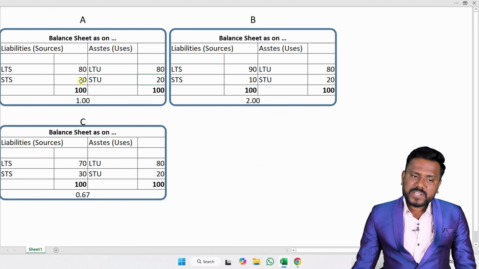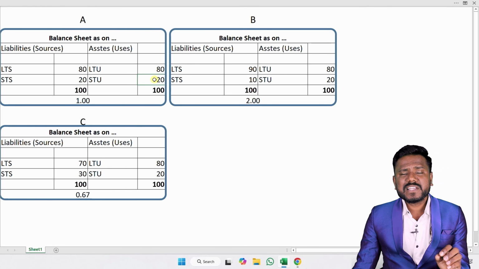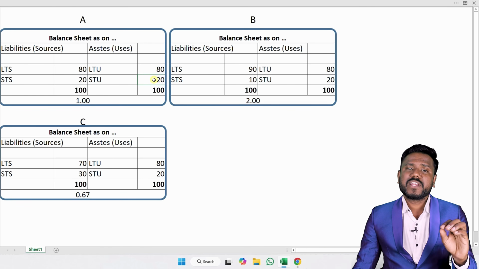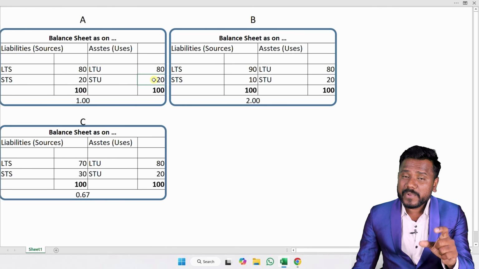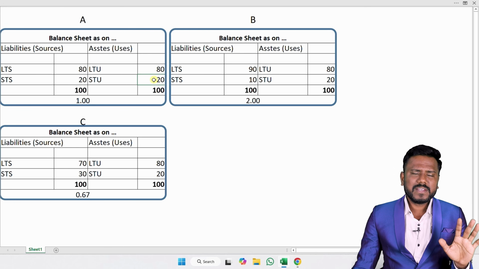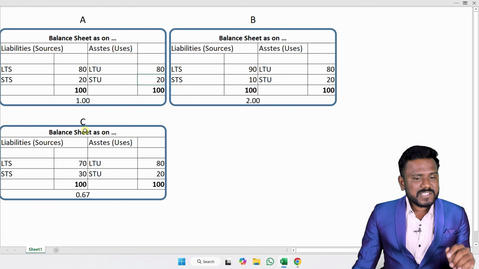To pay this 20 rupees, you can use these 20 rupees including inventory, but you have to face a little challenge. Converting your inventory into cash may take a little time. That gap you have to manage properly. Then it will be okay and fine. Then we talk about company C.